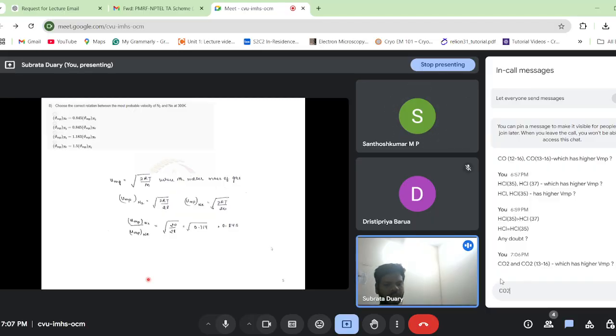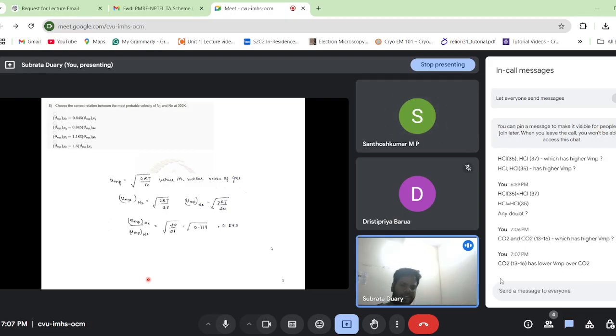So CO2 with 13 isotope and 16 isotope has lower VMP over the 12 CO2. So these are all the deductions coming from this question. Any confusion or anything else?